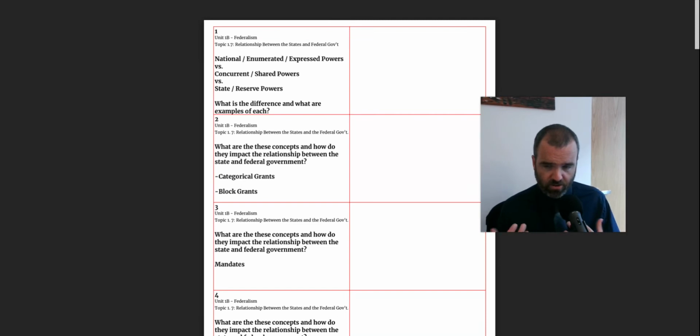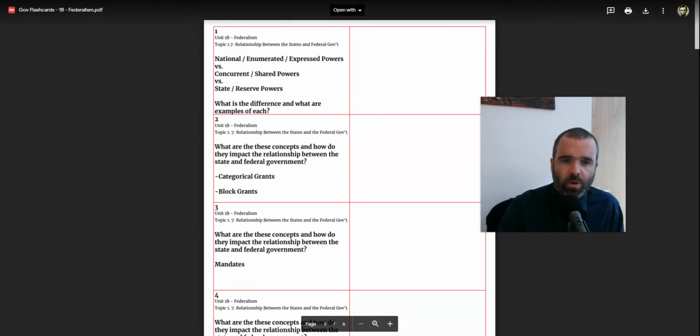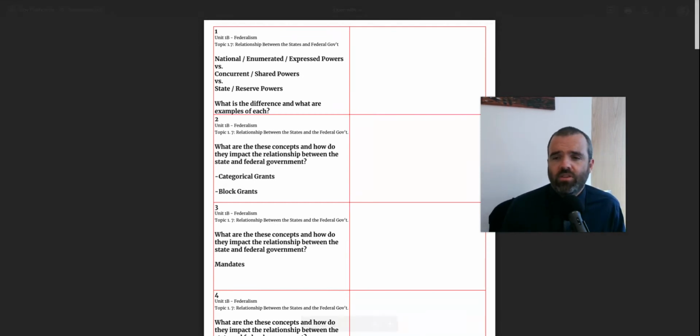And the idea of reserved powers comes from the 10th Amendment, which states that powers not given to the federal government are reserved to the states. Concurrent powers are shared powers, that they both can do certain things. So just a few examples, and I'm not going to go through them all, but you might want to refer back to your textbook because there's a chart on this.